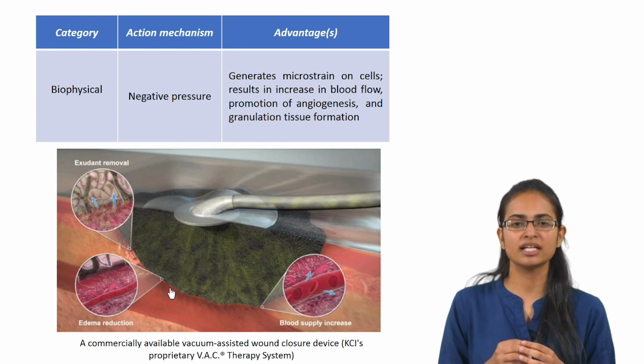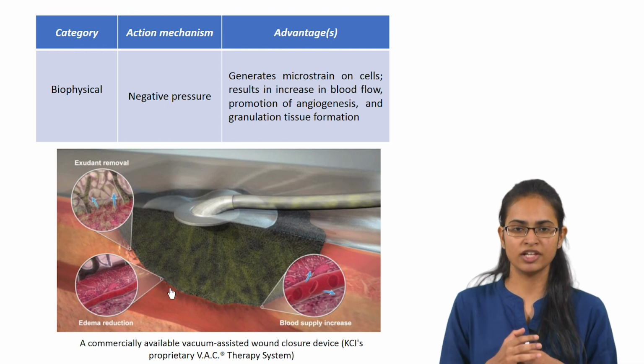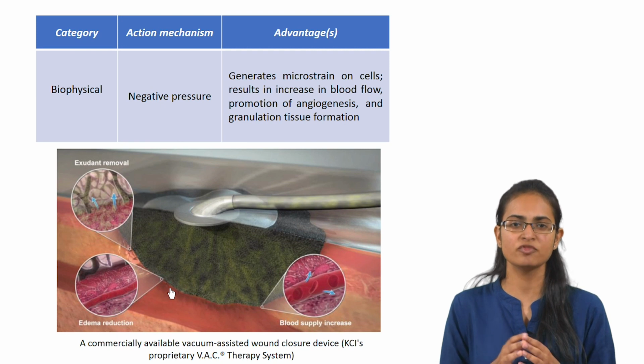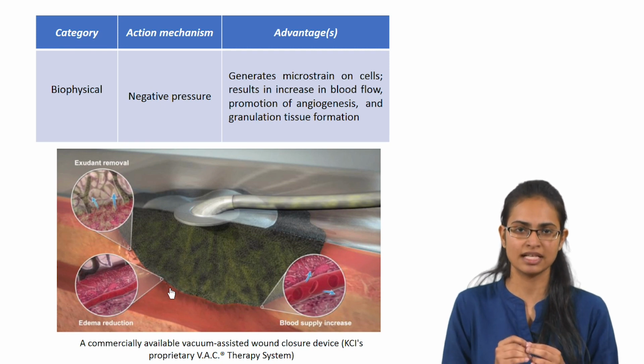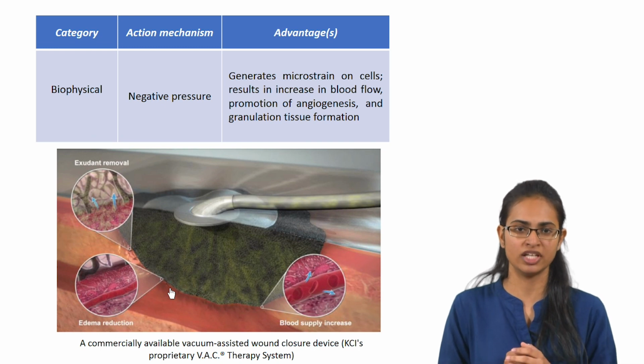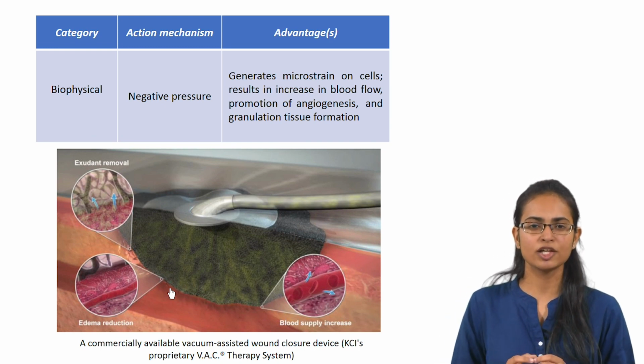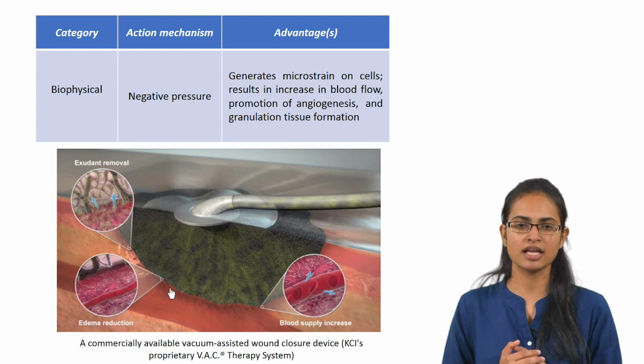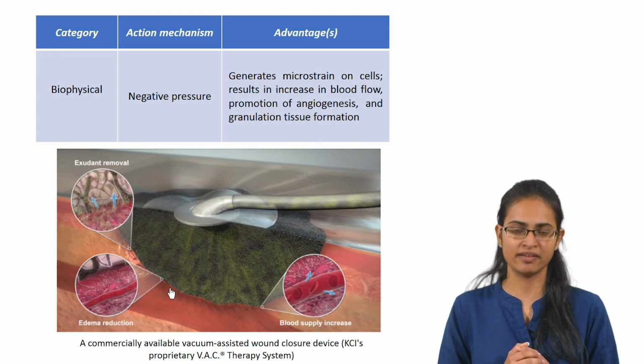The mechanism that has been proposed here is that when you apply the negative pressure, there is a slight deformation of the ECM, which generates micro strain on the cells. This helps in cellular migration and proliferation. So, several vacuum assisted closure devices have been commercially made available.